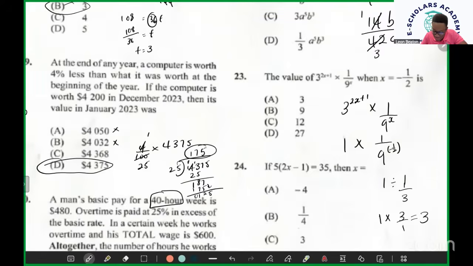So this is basically 1 times 3, which is simply 3. They went all out for this one, boy. Probably there's an easier way. All right, they went all out for that one.